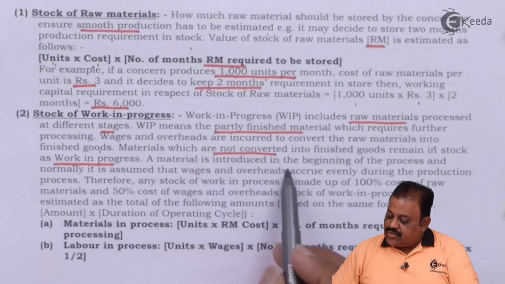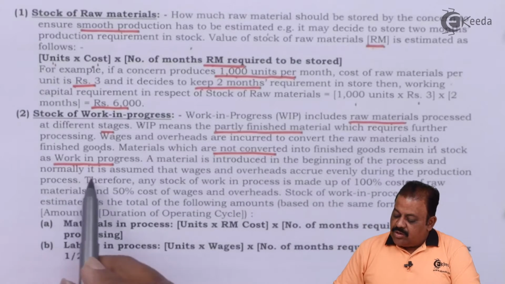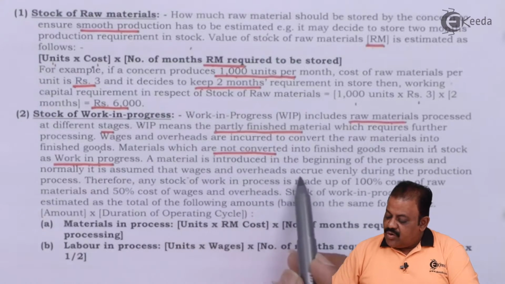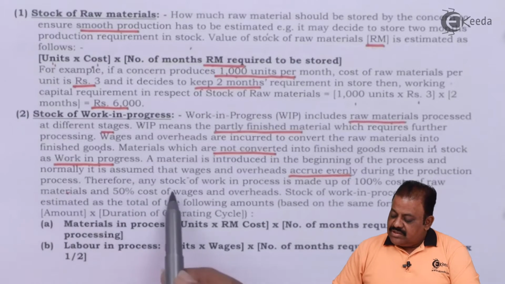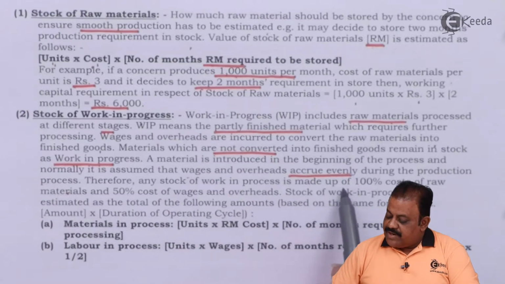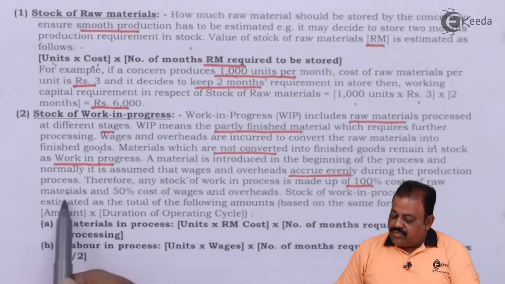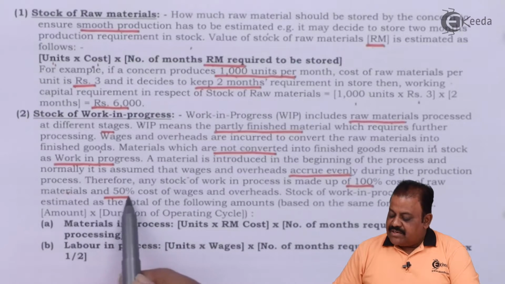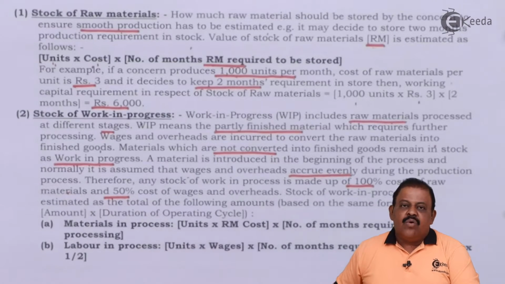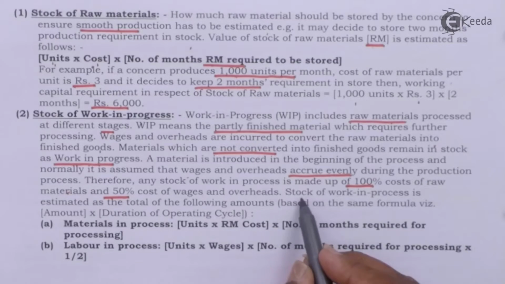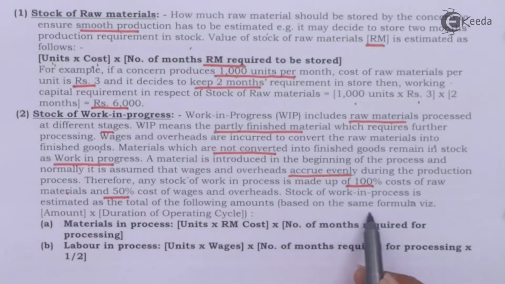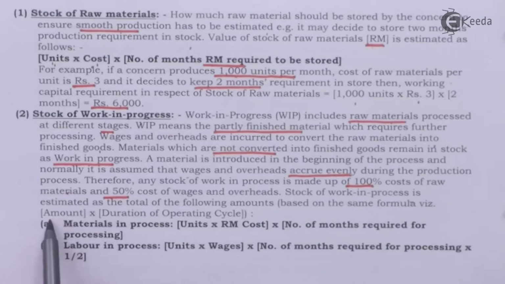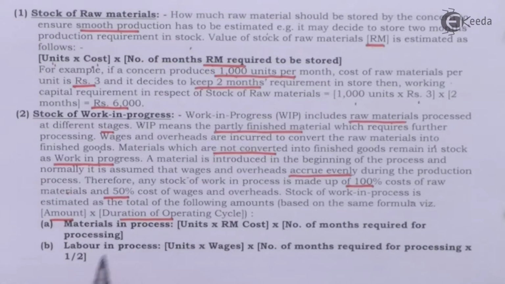A material is introduced in the beginning of the process, and normally it is assumed that wages and overheads accrue evenly during the production process. Therefore, any stock of work in progress is made of 100% of cost of raw material and 50% of cost of wages and overheads. Stock of work in progress is estimated as the total of the following amounts based on the same formula, that is amount multiplied by duration of operating cycle.